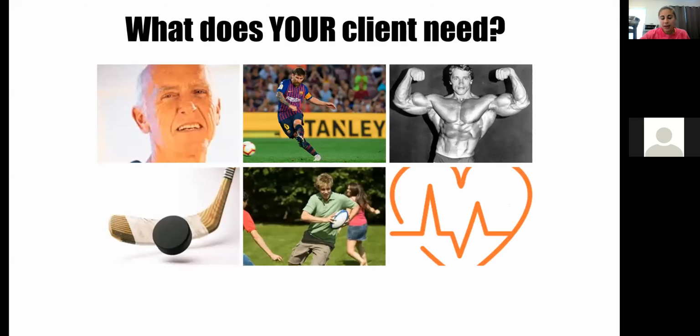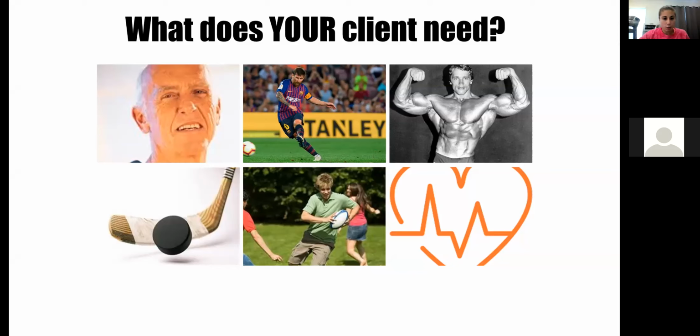So we're going to start off thinking about when you are creating a warm-up. We're just focusing on the warm-up today. Think about what you might give for, let's say, an older adult versus a soccer player versus a bodybuilder or a hockey player or a rugby player, or just someone who's looking to improve their overall health. You'll find that probably everyone here will have some sort of different warm-up, right? And again, it depends on the client's goals and their needs. What they are trying to achieve in their exercise session will determine how you program a warm-up.